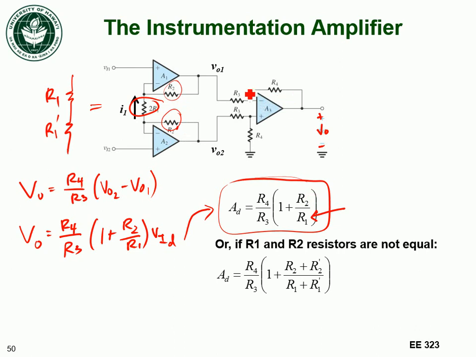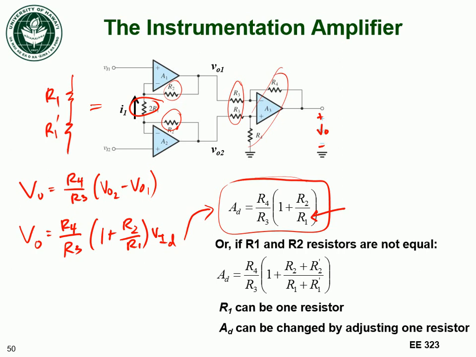And R3 and R4, there's two R3s here and two R4s here. So if I want to change either the numerator or denominator of this term, then I have to change two resistors at once. But if I just change the value of this single resistor here, I can change the value of my differential gain. So R1 can be a single resistor, and I can adjust that one resistor if I want to change differential gain in this circuit. So that's one advantage of the instrumentation amplifier.